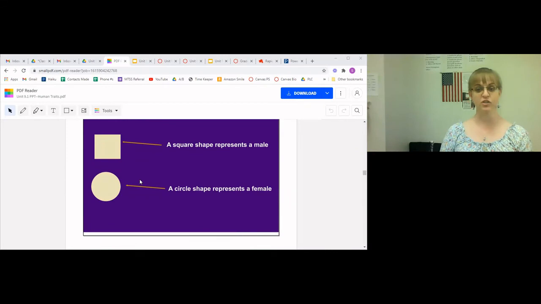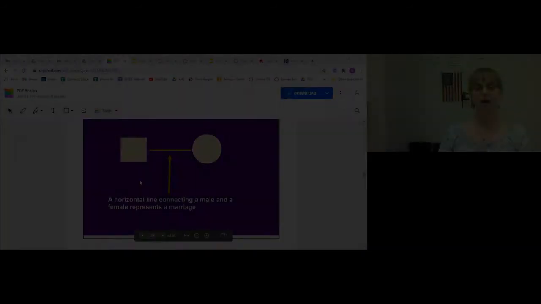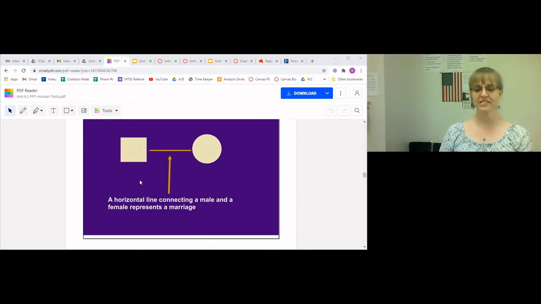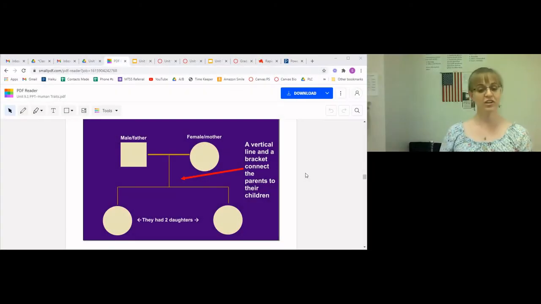In a pedigree, a square shape is a male and a circle is a female. The way I remember this, females have breasts and they are round, so round is for females. A horizontal line connects a male and a female and represents a marriage. A vertical line will connect the parents to their children. In this picture, the square is the dad, the circle is the mom, and they have two daughters.